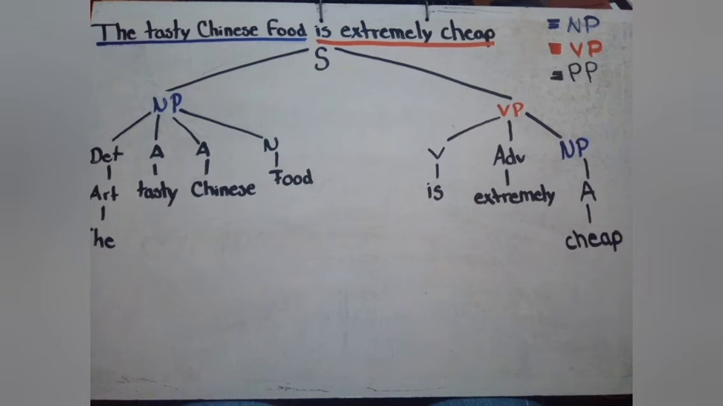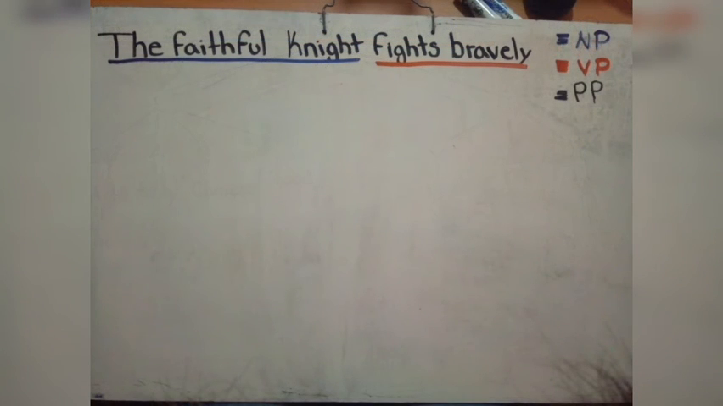Meanwhile, in the other part, in the verb phrase, we have first of all our verb that is is. Then we have the adverb that is extremely. And finally we have another branch that represents a noun phrase. In this case we have an adjective, and the adjective is cheap. Pretty easy.